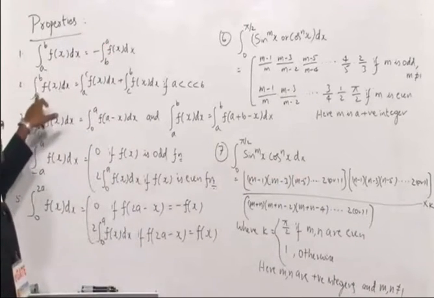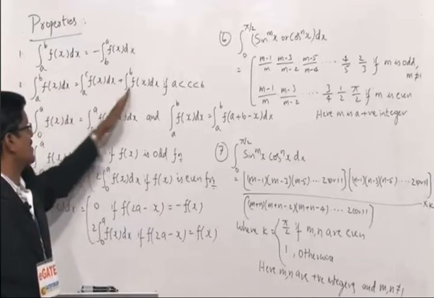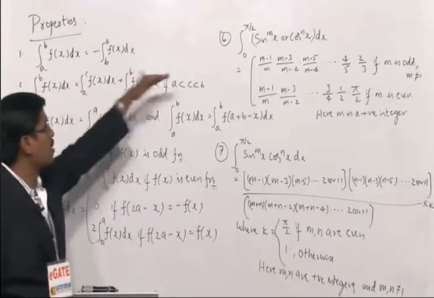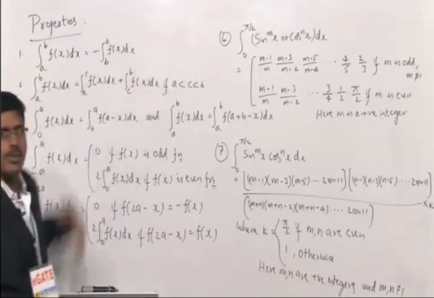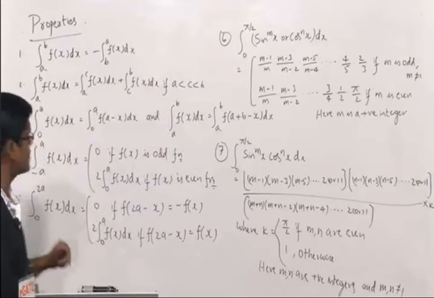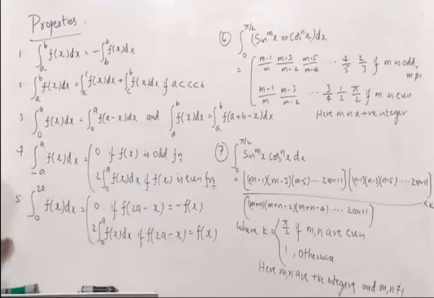So take any number between a and b, let us say c. C lies between a and b, then this integration is split according to this breaking: a to c plus c to b. Like that, if you take two numbers, then you will get a sum of three integrals. Now these are very useful from the third point onwards, for 2 marks problems.